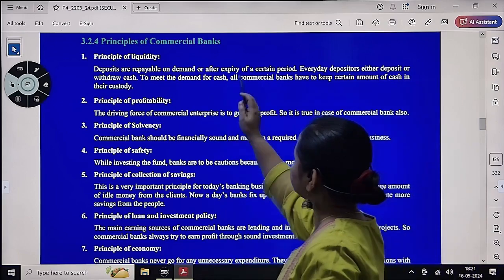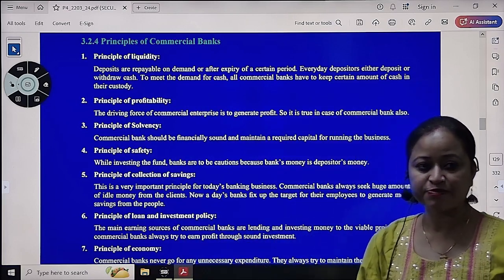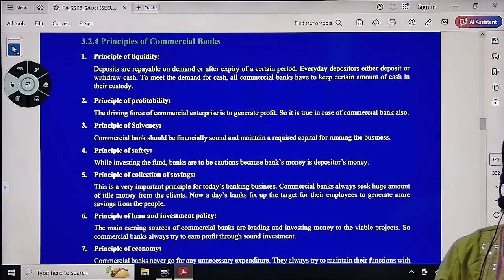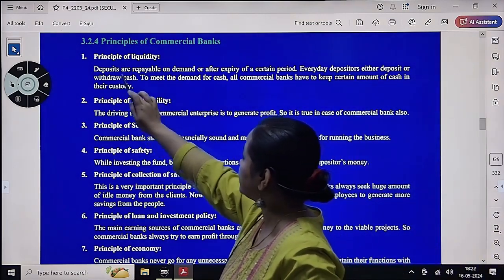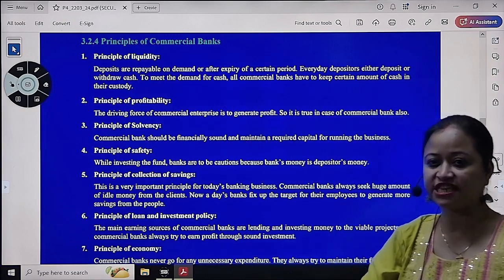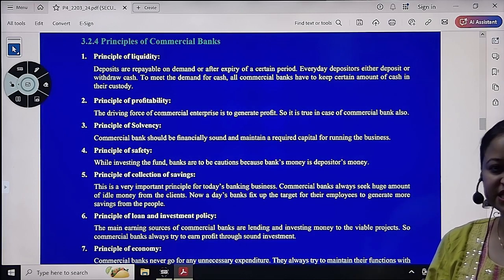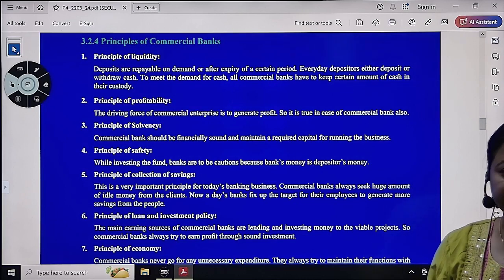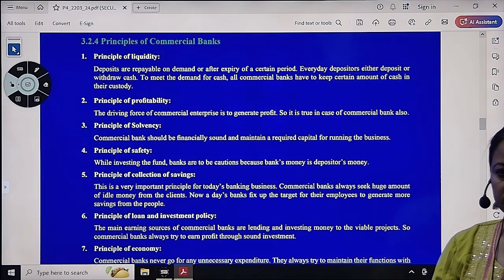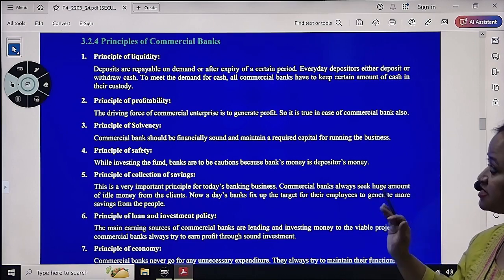The principles of commercial bank, the first one is principle of liquidity. So principle of liquidity is that anytime money can be converted into cash. Deposits are repayable on demand or after expiry of a certain period. Any customer depositing money does so because in future, if there is any emergency situation, he will get the money from the bank. If he goes to the bank to withdraw, the expectation is that the bank will give him money. So that is principle of liquidity.